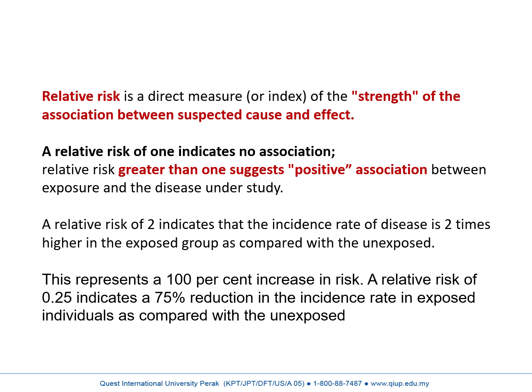A relative risk of 0.25 indicates that there is a 75% reduction in the incidence rate in the exposed individuals as compared to the unexposed individuals. A relative risk of 0.25 means that the risk of development of disease is only 25% in the exposed group. That means there is a 75% reduction in the incidence rate of disease in the exposed individuals as compared to unexposed individuals.